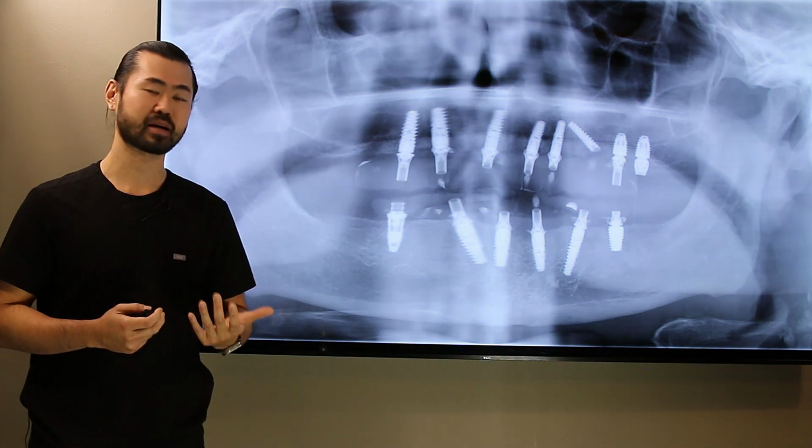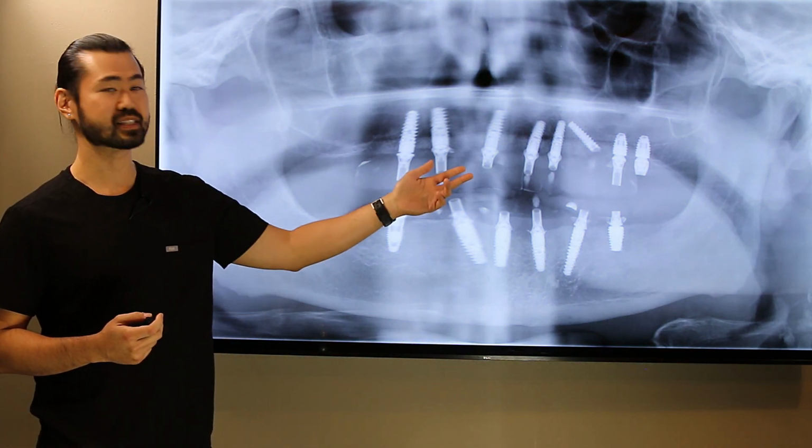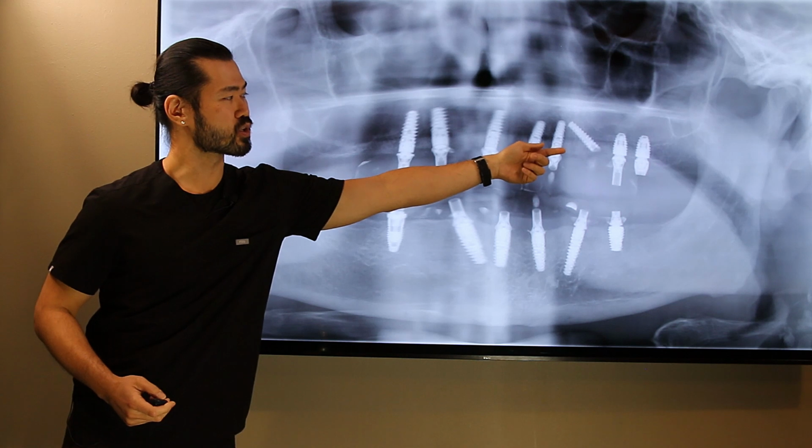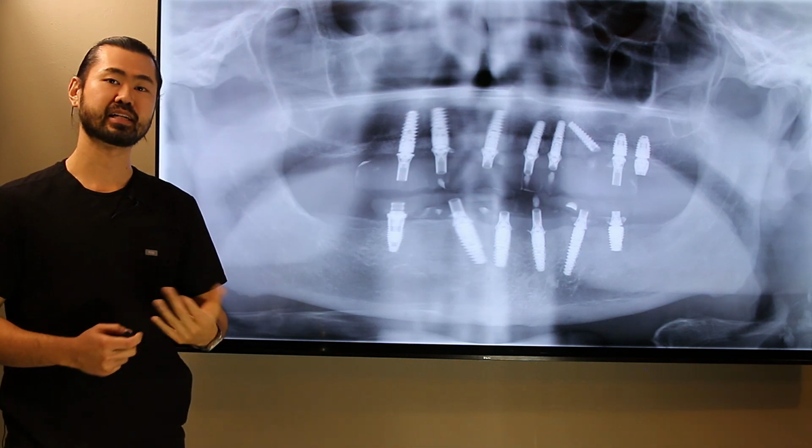This is at the time of implant placement. You can see that there are 2 new implants at the back, and the implant was cut short and buried underneath the bone so that it is allowed to heal.